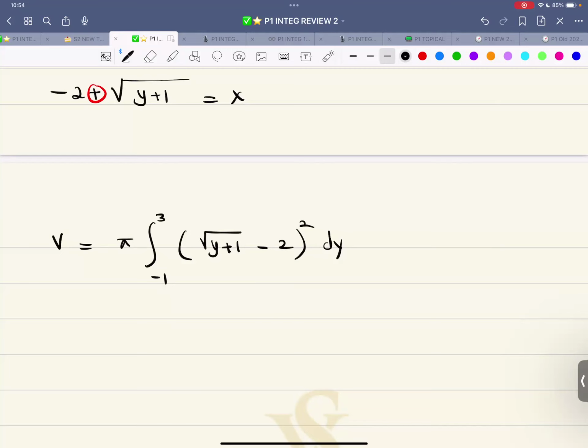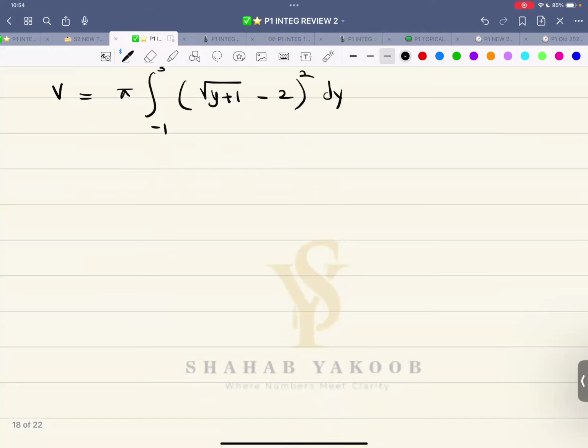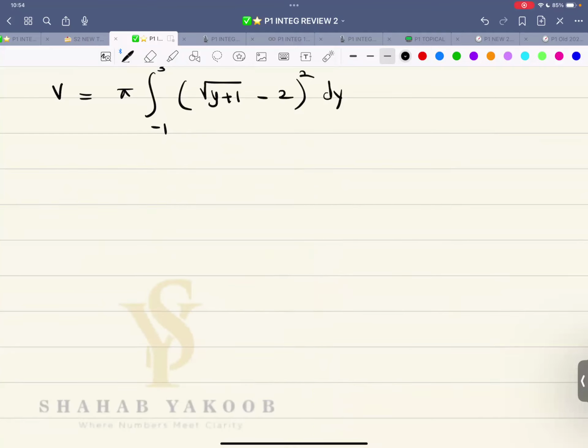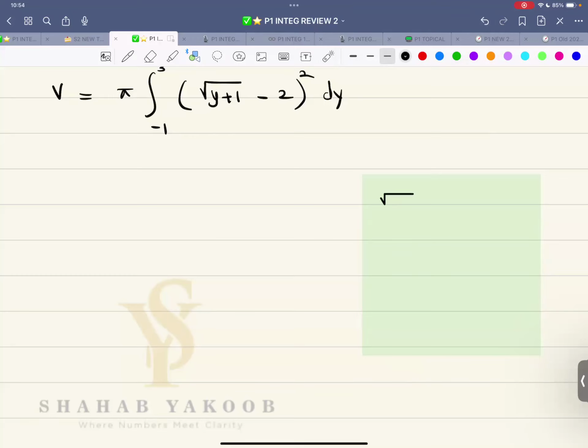Okay, so now when we square it, we have to be very, very careful exactly what we are going to do. Let me show you the squaring on the sideline. Let me just remove this on this side, and let me draw a box for showing the squaring. Let me write over here: this is root y plus 1 minus 2, the whole thing squared.